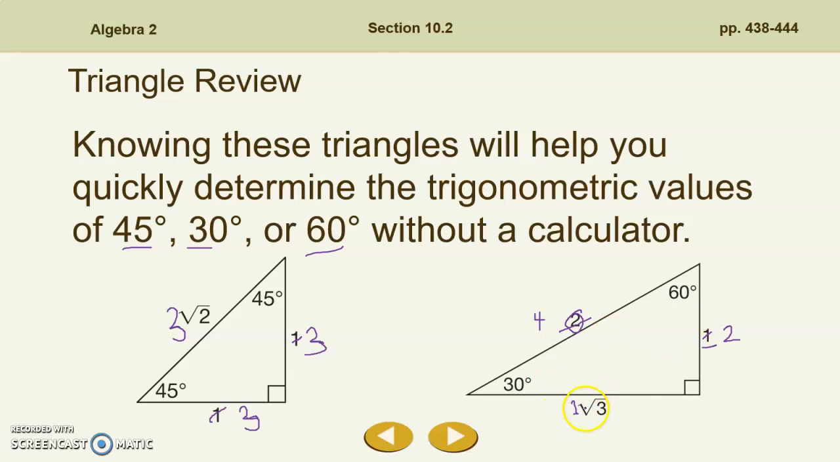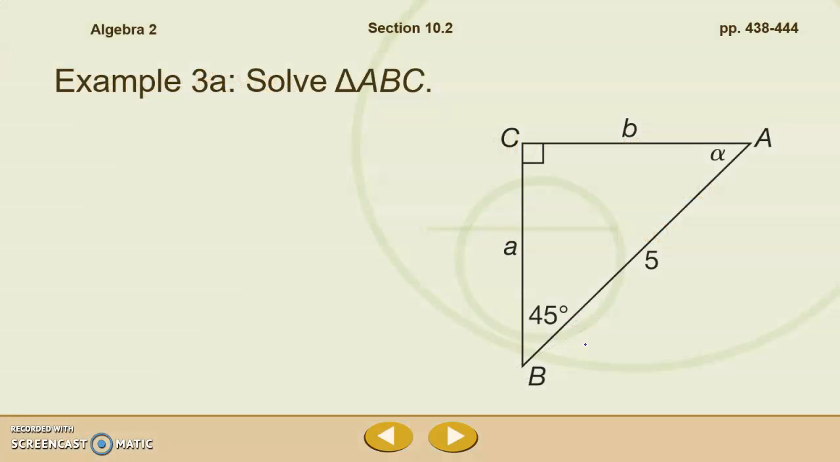And my long leg would be the short leg times the square root of 3. In this case, 2 square root of 3. So we could reduce those, and they would still give us that same ratio. 1 to 2 is the same as 2 to 4 or 3 to 6. So if we can remember these ratios now, it will help us later. But eventually we will have these ratios and all of these trig values memorized for these particular triangles.